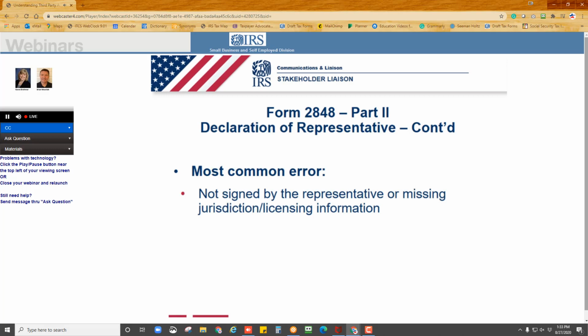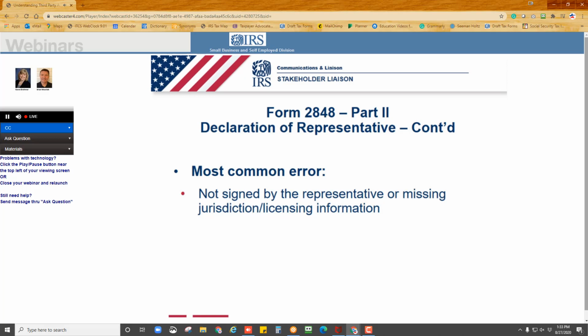Let's talk about the most common error on Part 2. The most common error is that it's not signed by the representative or it's missing the jurisdiction or licensing information. And another tip is that if there's more than one representative on the 2848, they need to enter their names in the same order on Part 2 as they entered their names on Part 1.